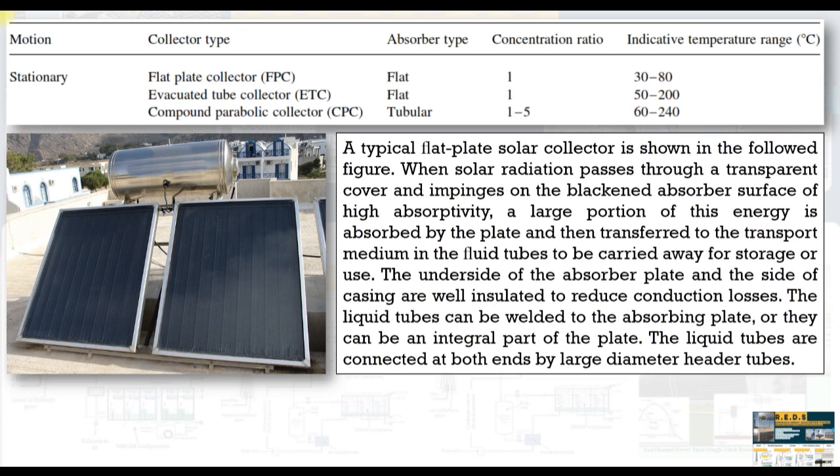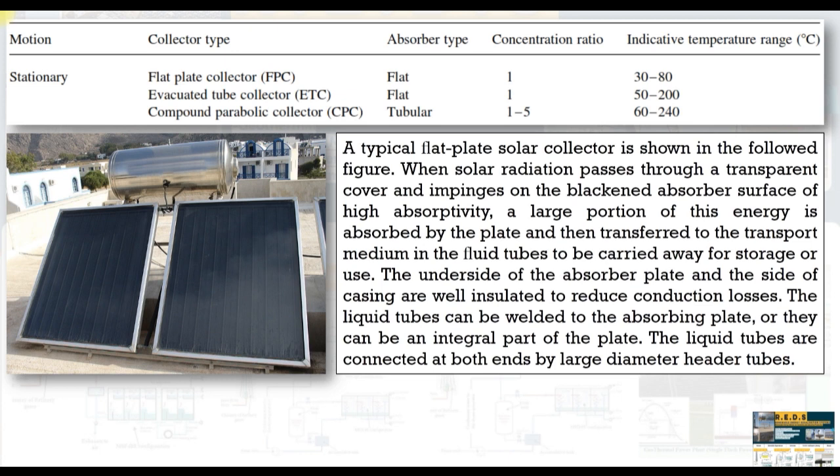Actually, such technology we can categorize as stationary, with no motion, and it's flat with a concentration ratio no more than one. And the maximum allowable temperature does not exceed 80 degrees Celsius, unlike the evacuated tube collector or compound parabolic solar collectors.